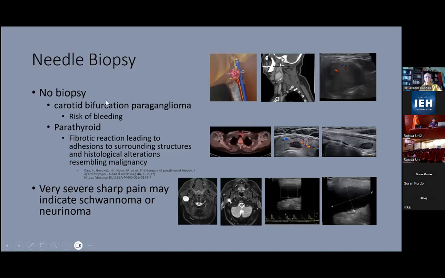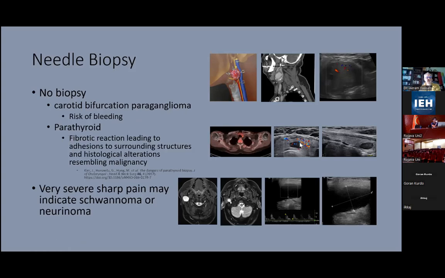You should not take a biopsy if you suspect carotid bifurcation paraganglioma, as in this patient. You see it here, and it's a picture of it. So we will not take a biopsy because there's a risk of bleeding. Also parathyroid, as in this patient, we will not take because it leads to fibrotic reaction, adhesions, and alteration of the histological picture.